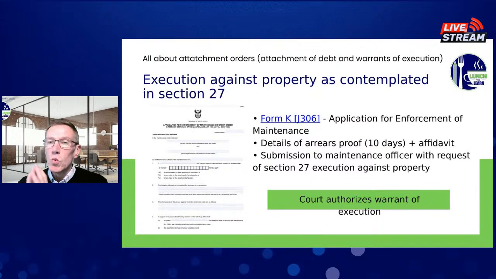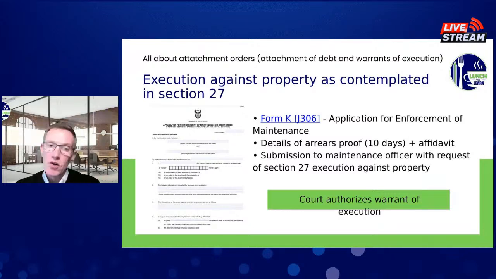So how does it all work in practice? Like we said, the normal instance where you would use that is, in terms of Section 27, as an enforcement tool for arrear maintenance. So you would go to court and you would fill in a J306 form, Form J306, which is basically an application for the enforcement of maintenance.